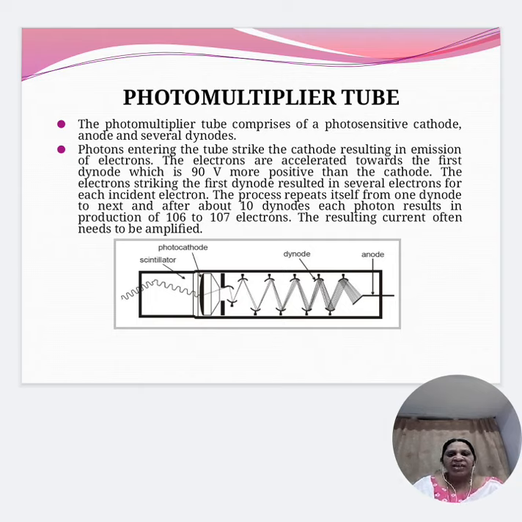The electron striking the first dynode results in several electrons for each incident electron. The process repeats itself from one dynode to the next, and after about 10 dynodes, each photon results in production of 10^6 to 10^7 electrons. The resulting current often needs to be amplified. That's why it is called a photomultiplier: it is multiplying, increasing the number of electrons. So this photomultiplier tube is used as the detector in the spectrofluorometer.